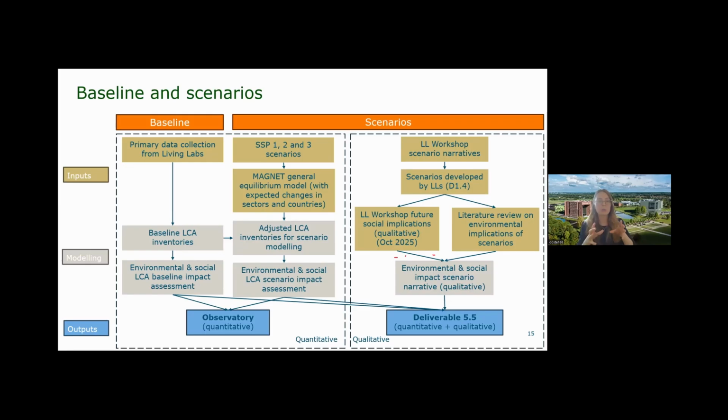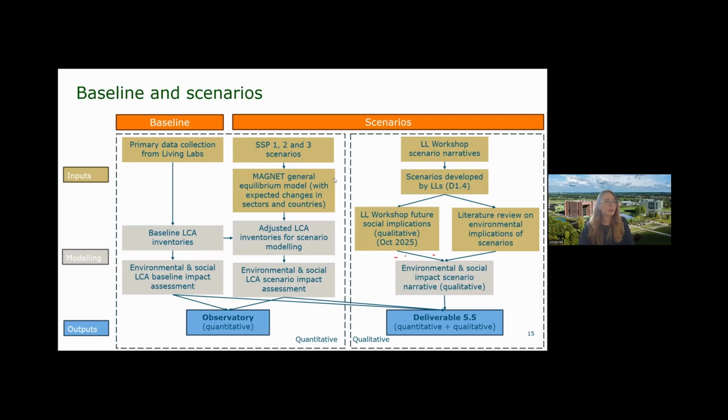And in that way, we hope to also have a more qualitative reflection on how things might change towards the future. And all of this we will put together in the final deliverable, so the quantitative part and the qualitative part, to reflect in a holistic way on the current hotspots, environmental and social, in different countries for different products, and also put these into context, the qualitative part. But only the quantitative part will be fed into the observatory. So I hope that this is understandable.